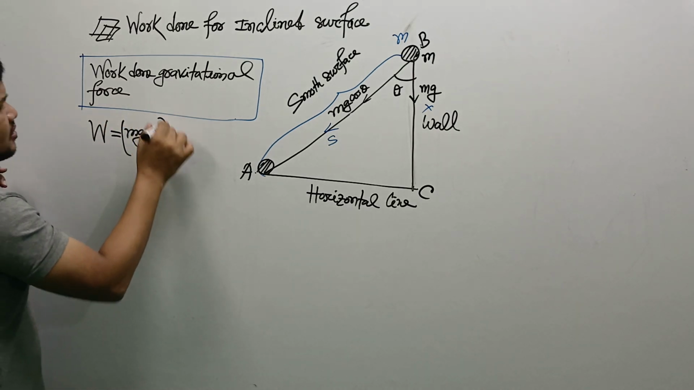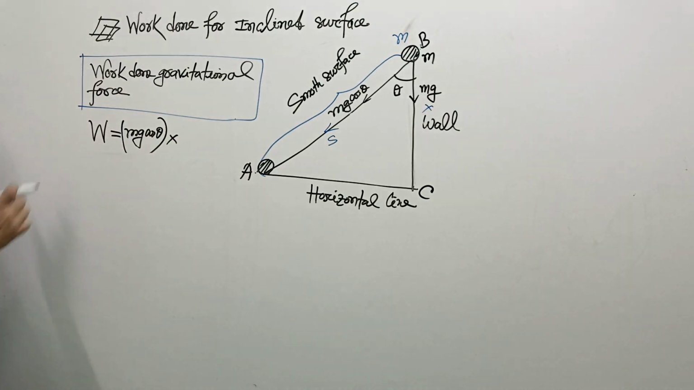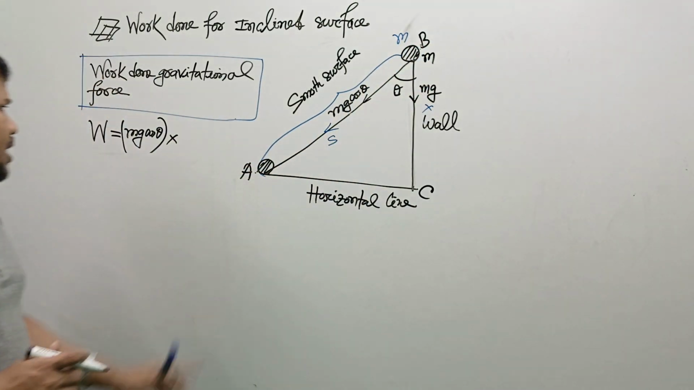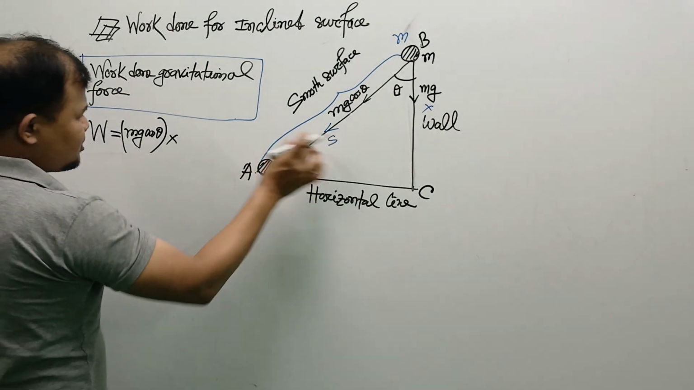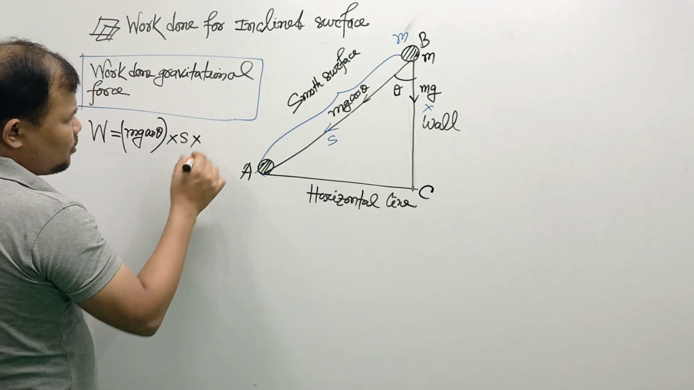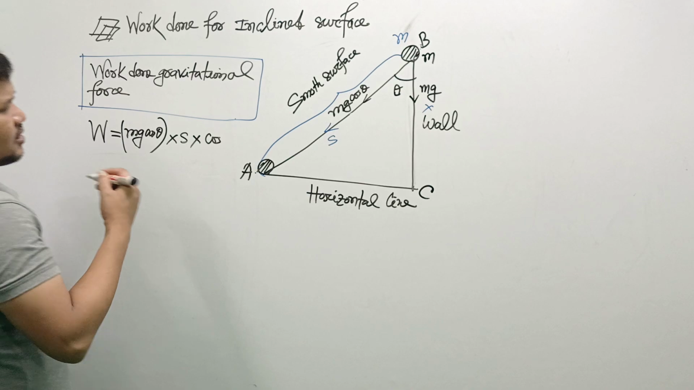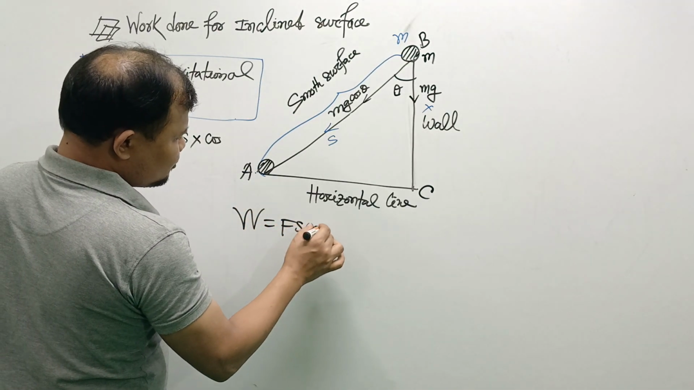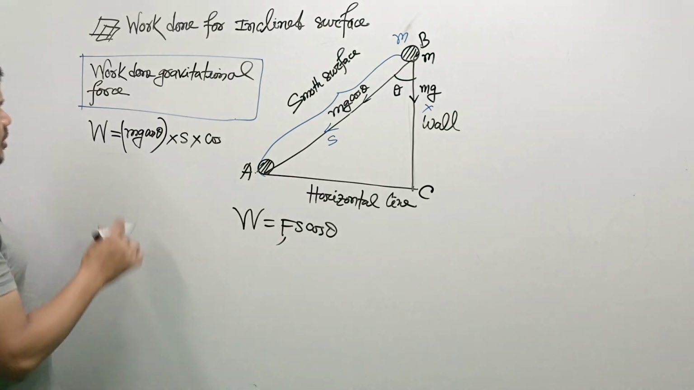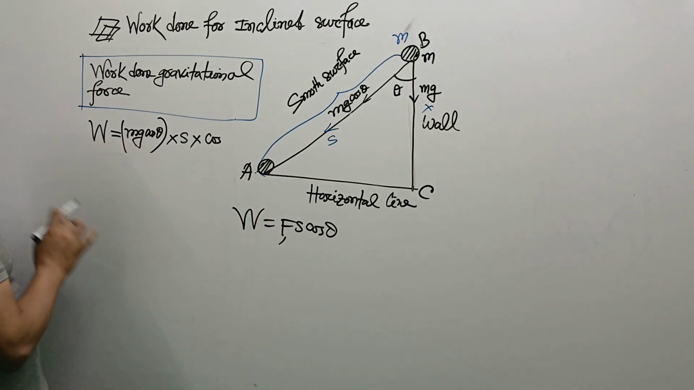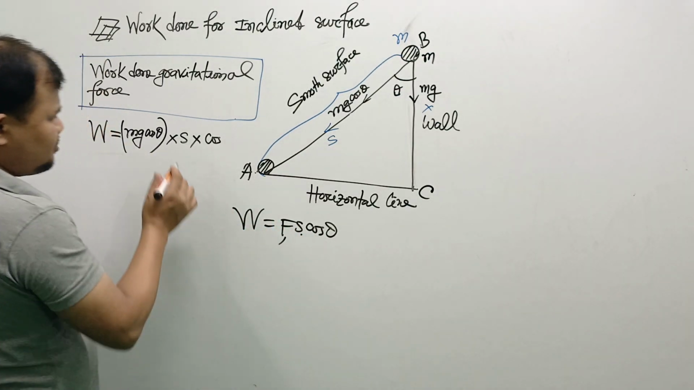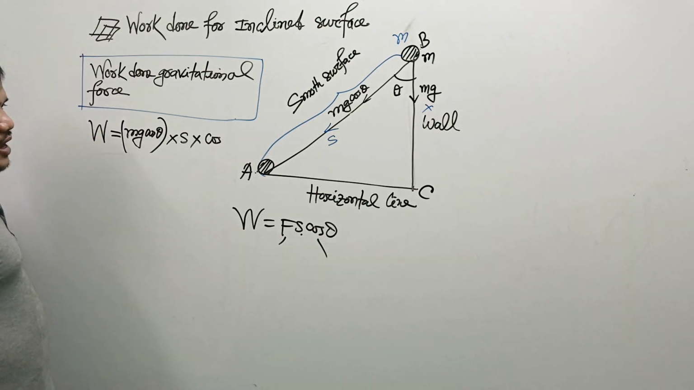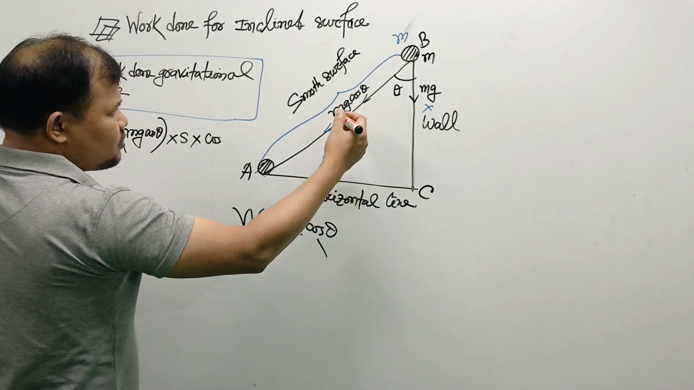Why do we write this component? Because this component is responsible for moving the object from point B to A. Now we take the displacement. Our displacement is S. Now we take cos. This is our formula: W equals F S cos theta. At first we put the value of F. F means mg cos theta. Then we put the value of displacement, and now we put the cos of the angle between the force and displacement.